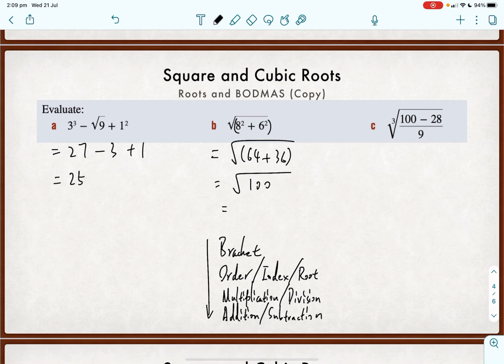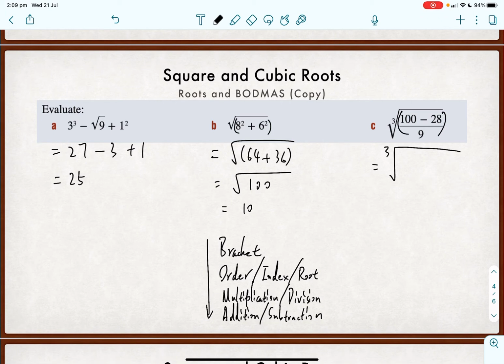So what would be our solution here? Square root of 100 would be 10. Okay. So again, when we do BODMAS, we only take the positive value. Okay. Now last one here. Oh, this one's going to be complicated. Again, if you have multiple numbers inside a square root, we do inside the bracket first. So that's the cubic root. It's the same method as square root.